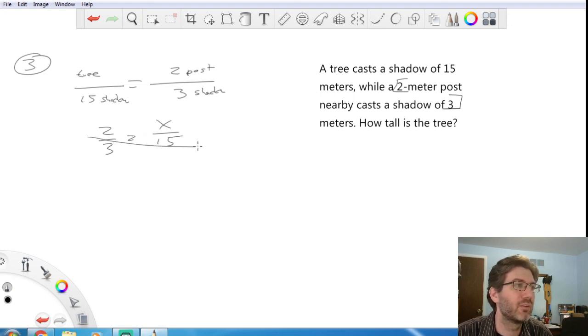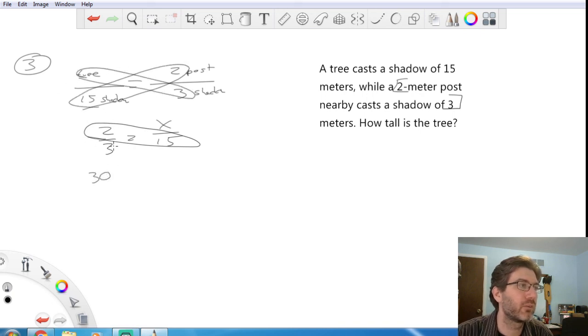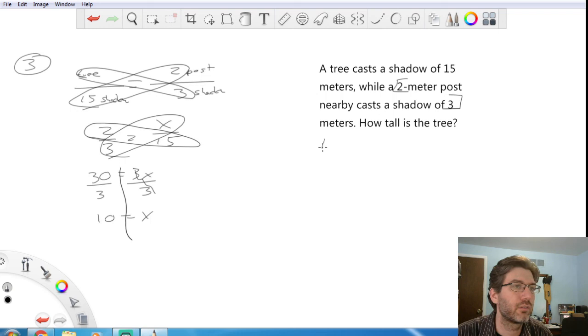You're going to do 2 times 15, which gives you 30. Then you're going to do X times 3. X times 3 equals 3X. Get X by itself. That cancels, leaves you with X. And that leaves you 10, so it is 10 meters.